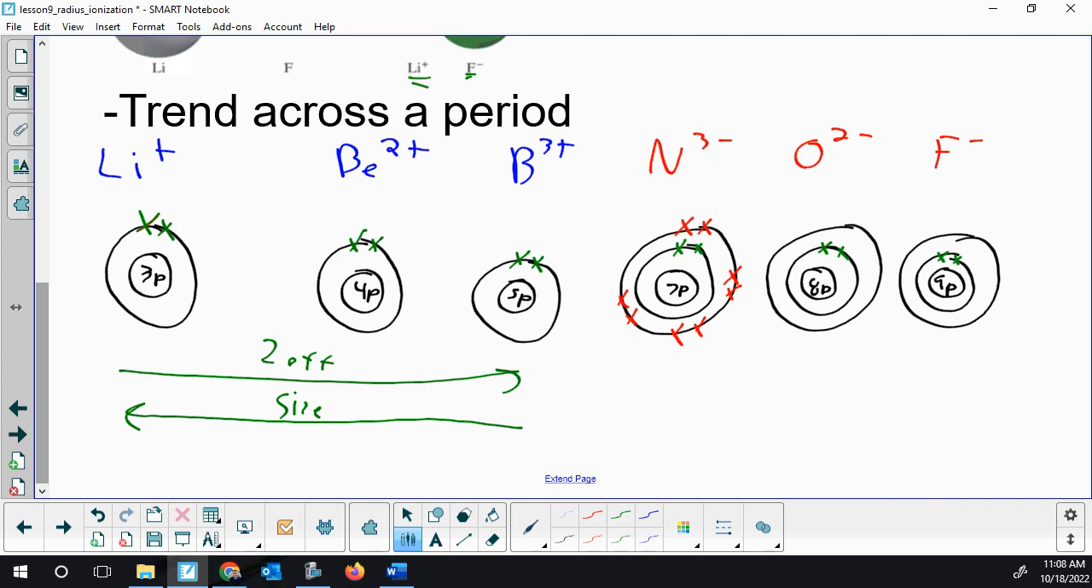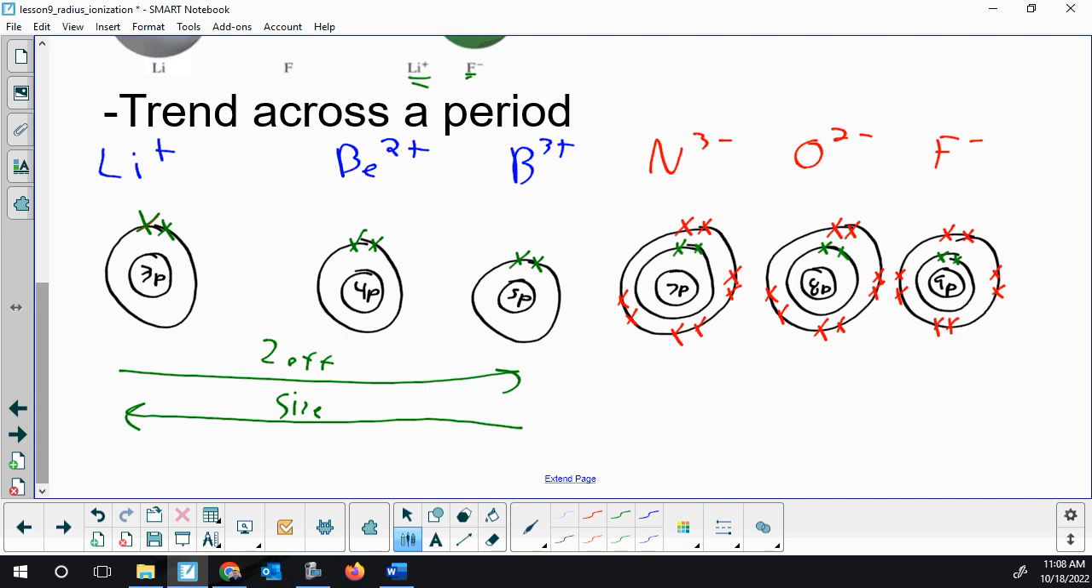Oxygen in group 6A would have 6 valence electrons, and minus 2 brings it also up to 8 valence. So nitride and oxide are isoelectronic with each other. Fluoride goes from 7 to 8 valence from the atom to the ion, also isoelectronic. So we see the exact same pattern again after a big jump in size.